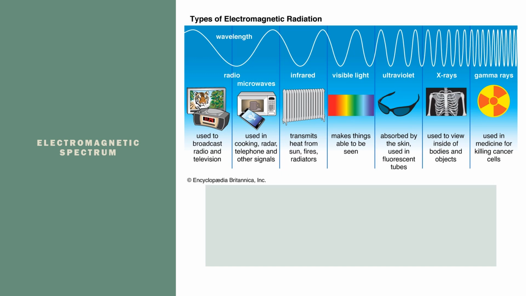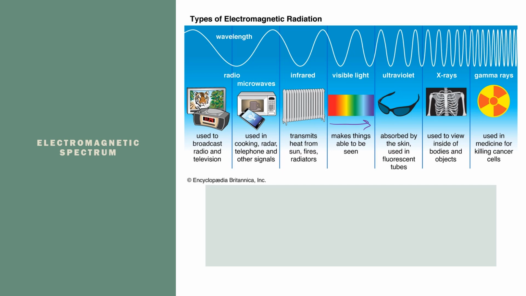So on this picture, it shows it from the longest wavelength to the shortest wavelength, or the lowest energy to the highest energy. So we have radio waves, microwaves, then infrared. Then we get into visible light, and notice it goes from red to purple. Then UV radiation, X-rays, and gamma rays.